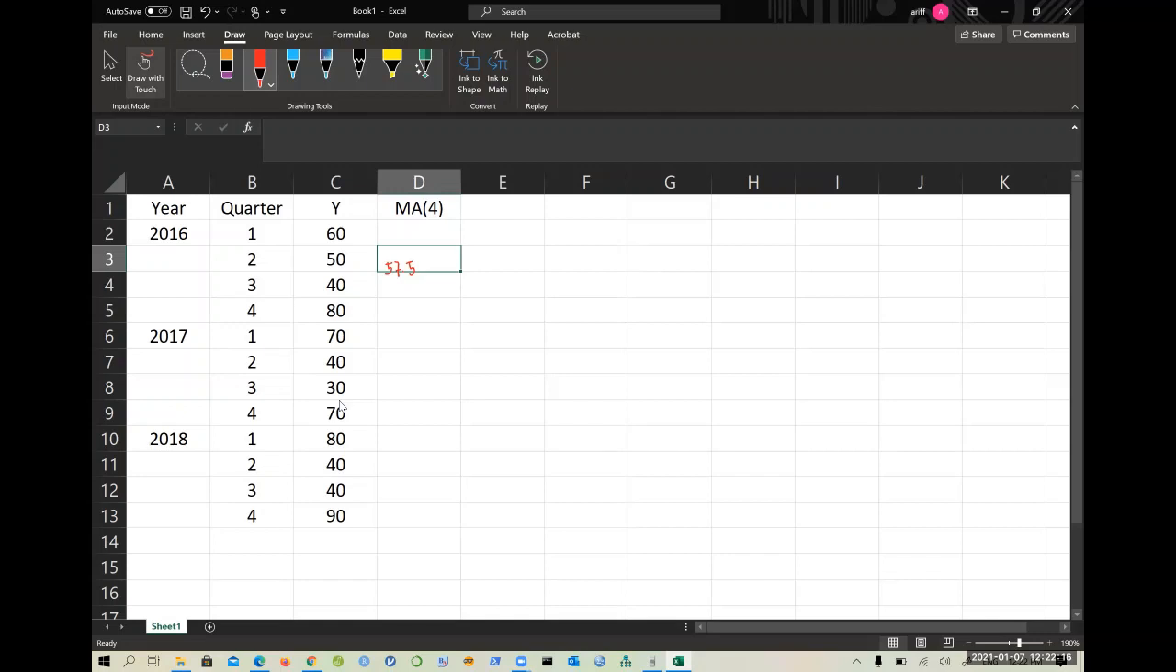If you calculate the second one, you take out the first value, that is 60, and add one more value at the bottom, 70. So you take the average of 50, 40, 80, and 70 and put it in the middle. If you calculate this one, you get 60. So you put 60 here. The value is actually in between 2 and 3, and then 3 and 4. And then you need to find the centered value. So you center these two values and put it in the middle. So that is the position.